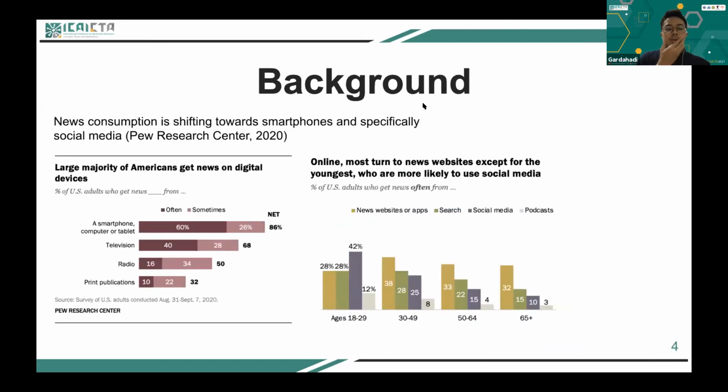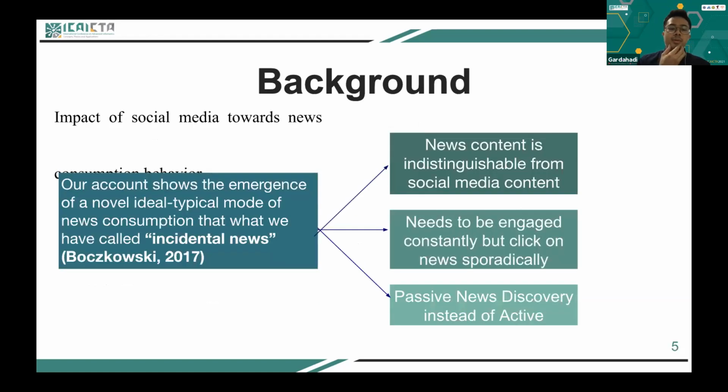Okay, I want to start by showing to all of you this graph, this table. It shows basically two key insights. Number one, it shows that news consumption is shifting more towards smartphones, as you can see in the left chart. And secondly, it's showing that out of all of the people who are using the smartphones, they're mostly getting the news from social media.